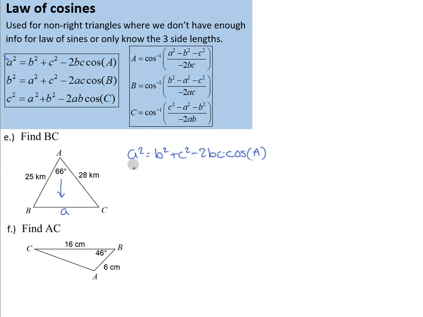So plugging in here, what do we know? We don't know a squared yet, of course, but we know b squared. So this would be b, right? 28 squared. And it doesn't actually matter which one of these is technically b or c, because the operations that we're going to do to both of them will be the same, essentially. We're going to square them and add them together, and then subtract 2 times each of those values. So if you put them in a different order, it won't make a difference. So minus 2 times b times c, 28 times 25, times the cosine of the angle at A, which is 66 degrees.